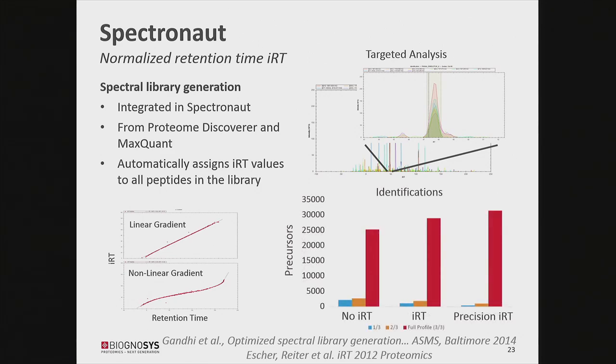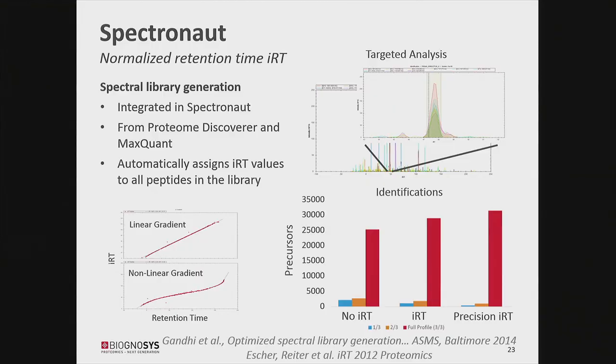Then you can also check what happens if you have no IRT in your spectral library, or what happens if you have IRT, or what happens if you have very precise IRT in your library. And this is what we have done for a poster at the ASMS here in 2014. And we looked just at the identifications you get.